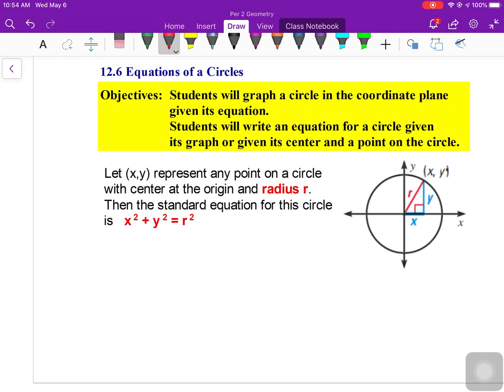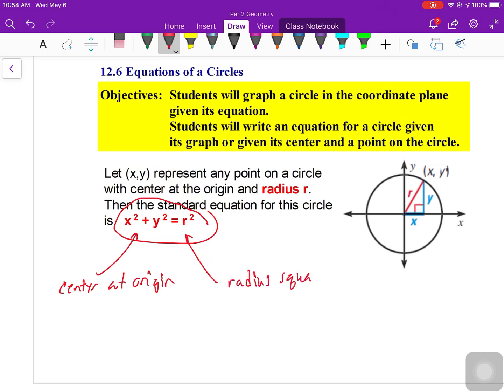So if we have a circle that is centered at the origin, recall that the origin is the center of our coordinate system, (0, 0) is the ordered pair for it, then the equation of that circle in standard form looks like this. If the center is at the origin, then the left side of the equation is just x squared plus y squared. And on the right side, we have the radius squared.